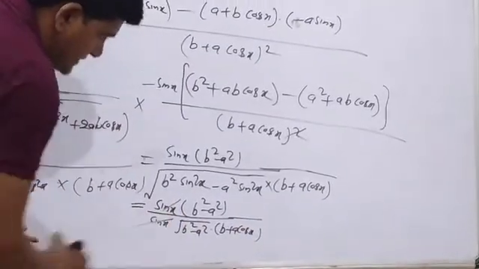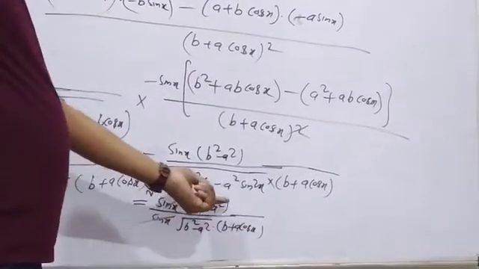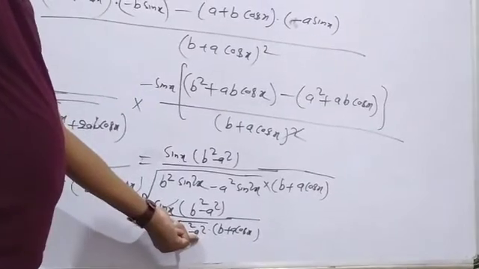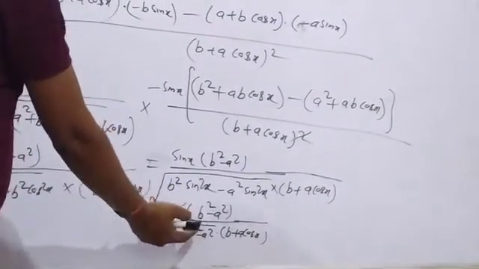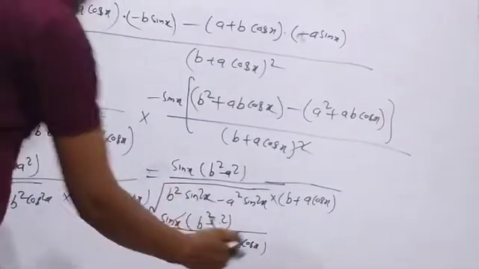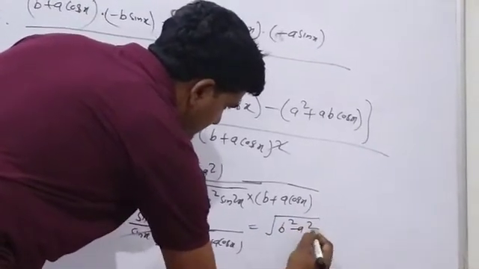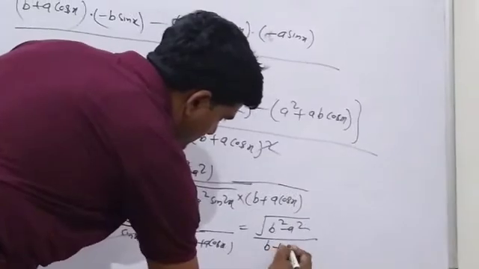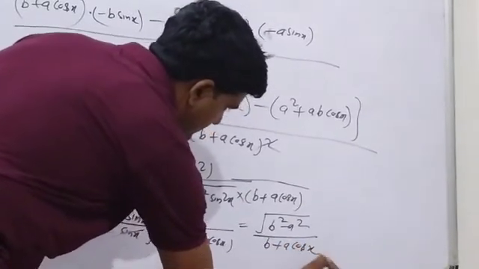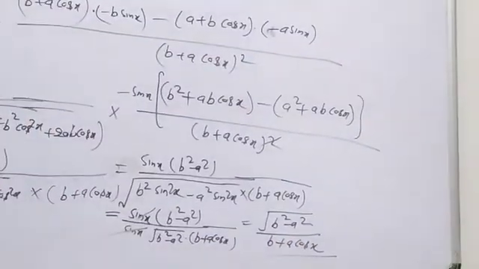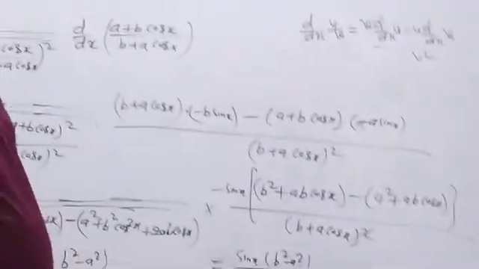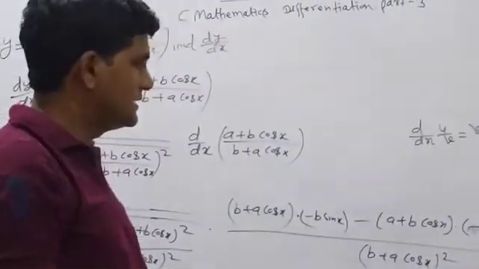Then this cancel by this one, b square minus a square under root b square minus a square. Then here cancel root cancel from this one, means under root b square minus a square whole upon b plus a cos of x. Now this is a required value, required answer of this example. In this way you will complete the question.